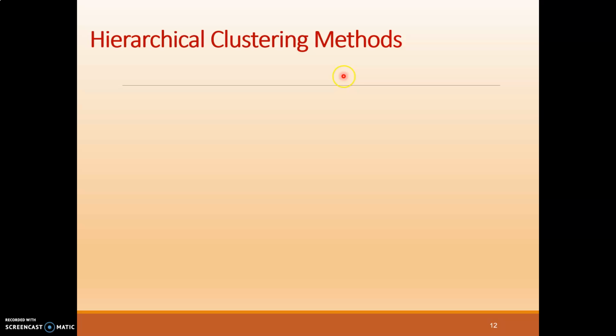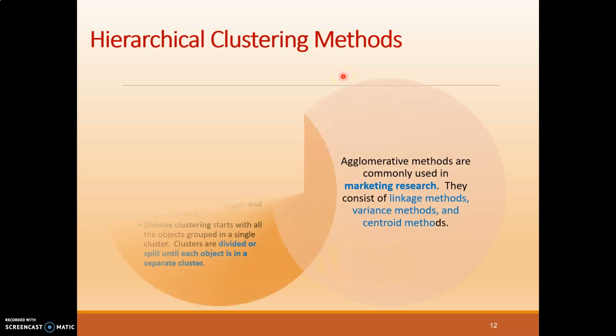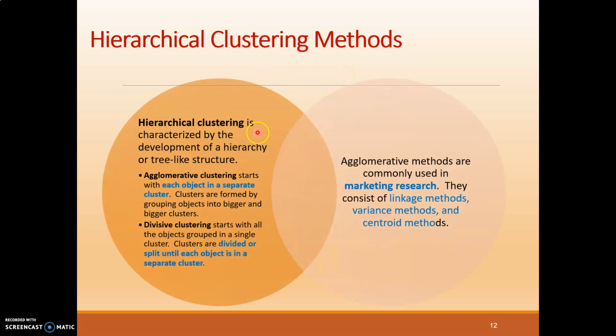First, we see the hierarchical clustering methods. Hierarchical clustering is characterized by the development of a hierarchy or tree-like structure. It is a tree-based graph structure. Agglomerative clustering starts with each object in a separate cluster. Clusters are formed by grouping objects into bigger and bigger clusters.